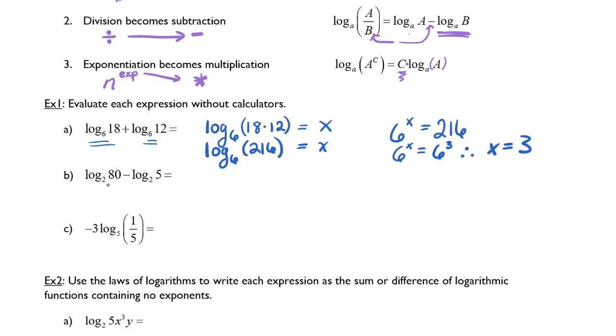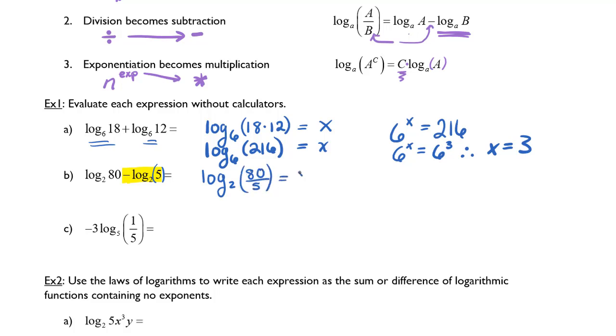We've got log base 2 of 80 minus log base 2 of 5. So we'll rewrite this. The negative term means that we're going to put the 5 that's inside the logarithm in the denominator. Our bases match, so we can combine the logarithms. So we're going to rewrite this as log base 2 of 80 divided by 5.